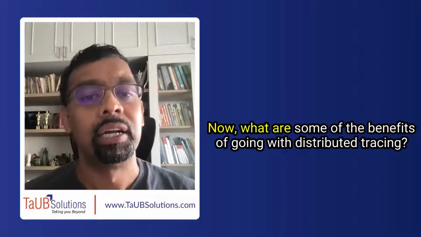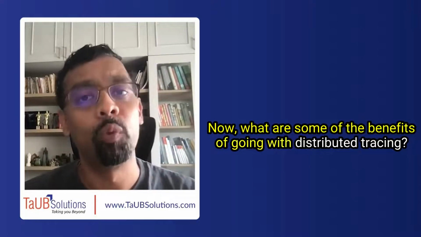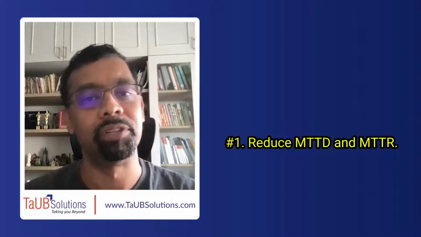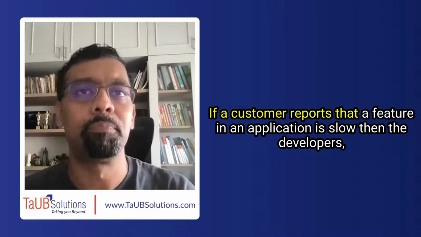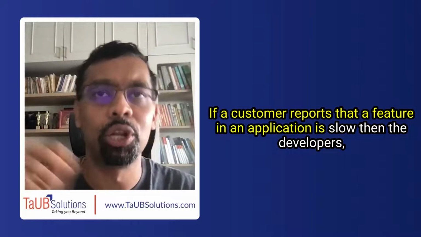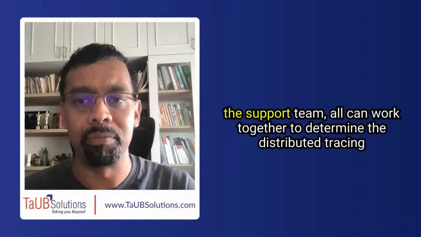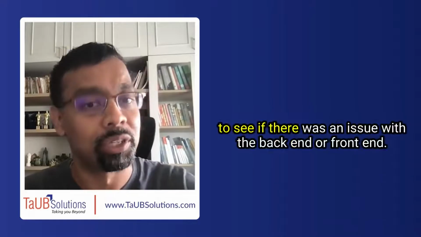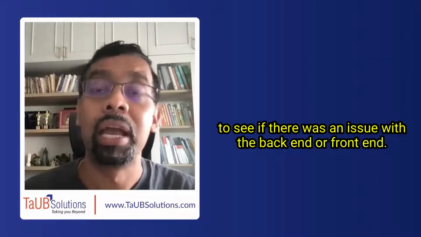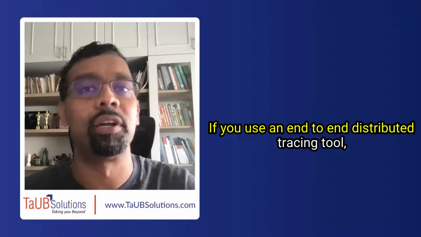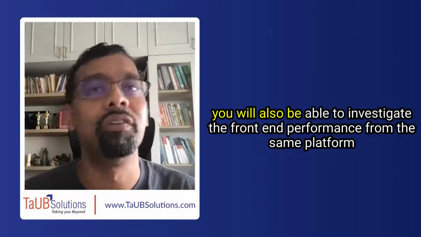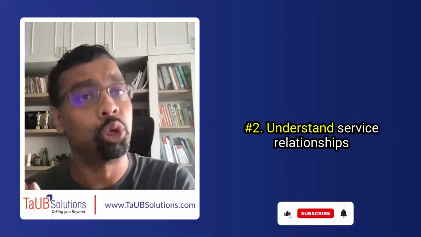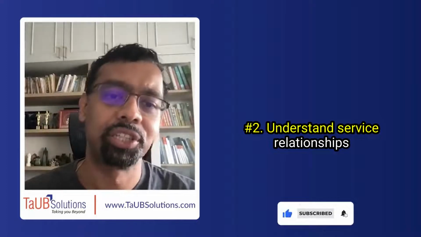Now, what are some of the benefits of going with distributed tracing? Number one, reduce MTTD and MTTR. If a customer reports that a feature in an application is slow, then the developers and the support team can all work together, using distributed tracing to see if there was an issue with the backend or front end. If you use an end-to-end distributed tracing tool, you would also be able to investigate the front-end performance from the same platform.